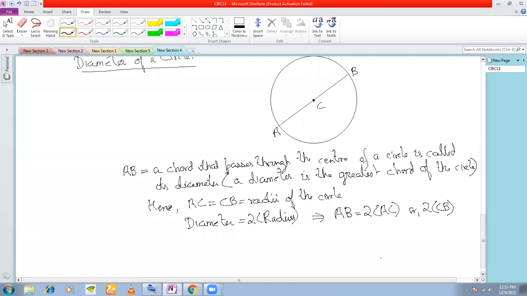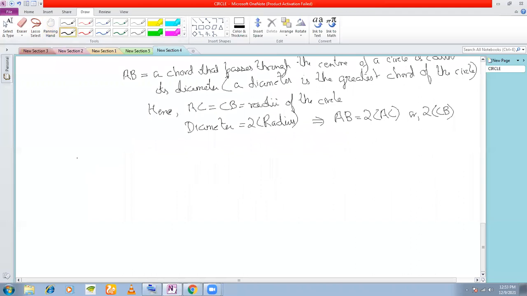So once we know this, how many diameters are possible in a circle? Can anyone tell me? Say infinite. Infinite number of diameters, because you can have any number of lines passing through the center of the circle. So there are infinite diameters in a circle.